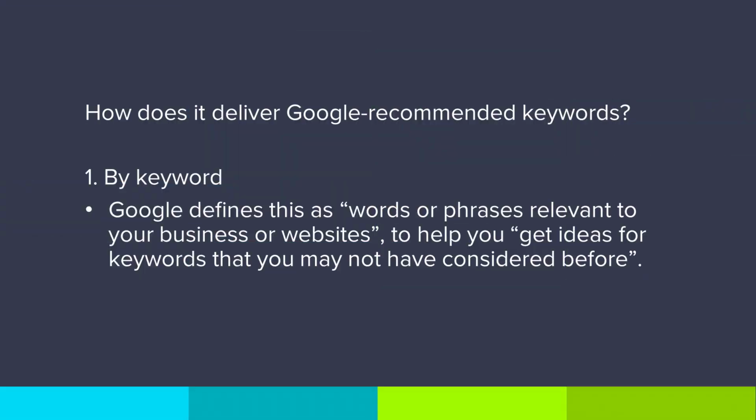Well, there are three main methods in which it delivers Google recommended keywords. Now, the first is by keyword itself, which makes sense, of course. Google defines this as words or phrases relevant to your business or websites to help you get ideas for keywords that you may not have considered before. Best case scenario, it will help you diversify your tactical approach to keywords.